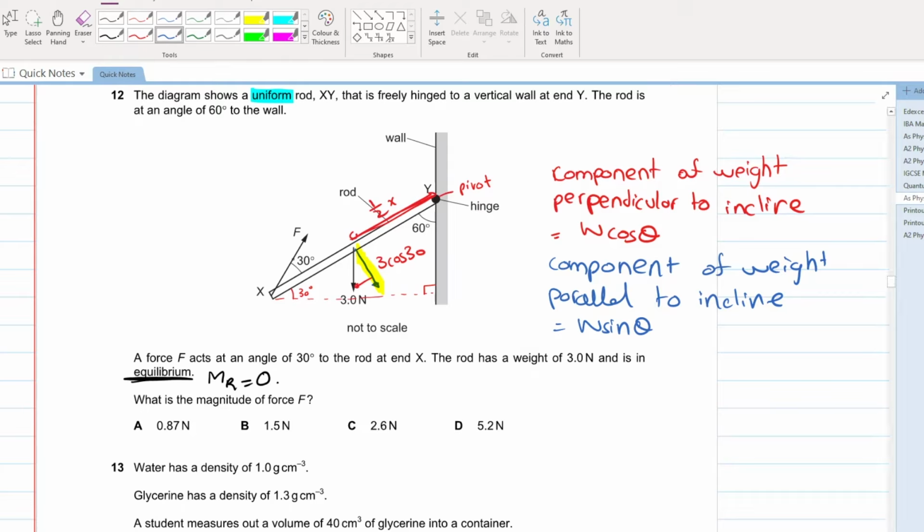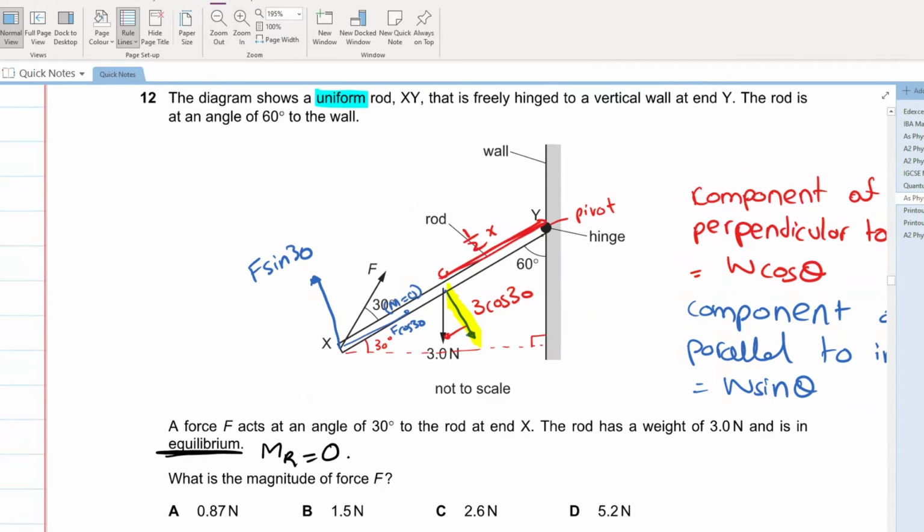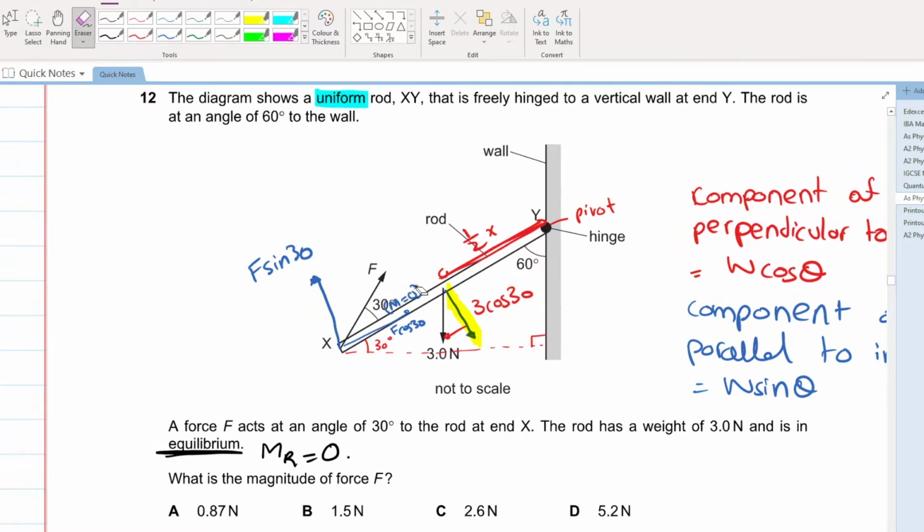Yeah, we can resolve force F as well. How will you resolve force F? This will be the vertical component of force F, F sine 30. And this will be the horizontal component of force F, that is F cosine 30. Can you realize that this horizontal component of force will generate a moment of zero? Why? Because it is passing through the pivot. Simple. This horizontal component of force F will generate a moment of zero because it is passing through the pivot. Perfect. And can you also realize that this force F will be acting at a complete distance of what? Half x and half x, complete x.